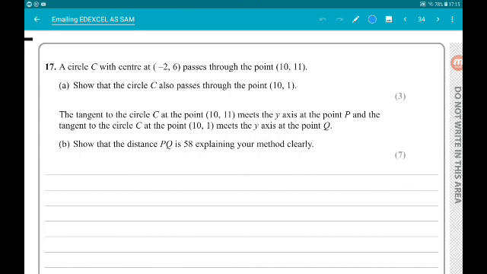Okay, number 17, final question. So a circle C with centre at -2, 6 passes through the point 10, 11. Part A wants us to show that the circle C also passes through the point 10, 1.